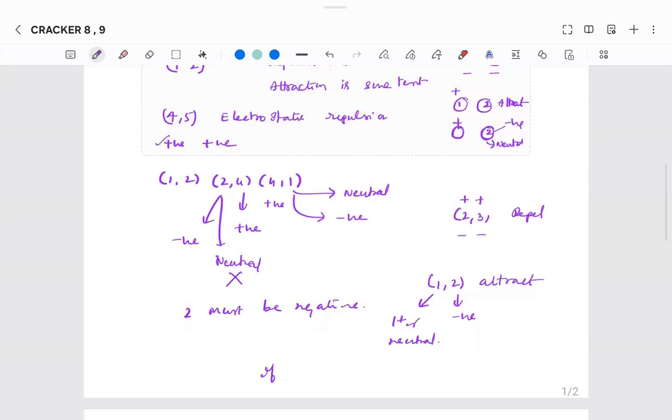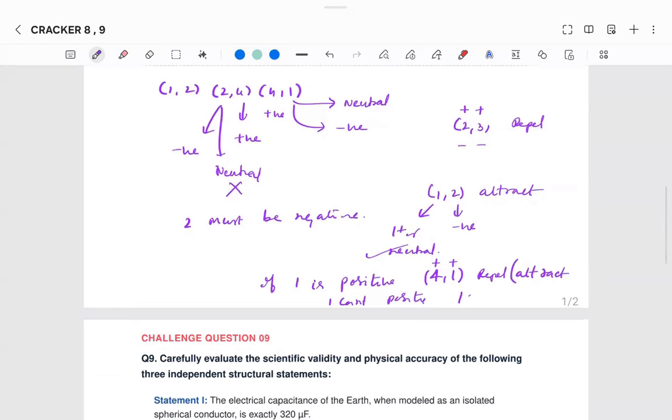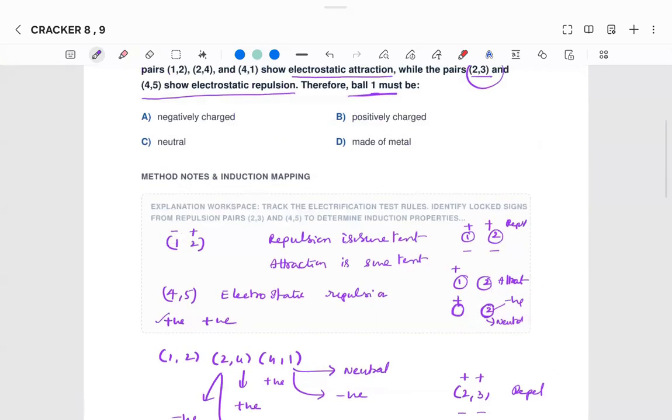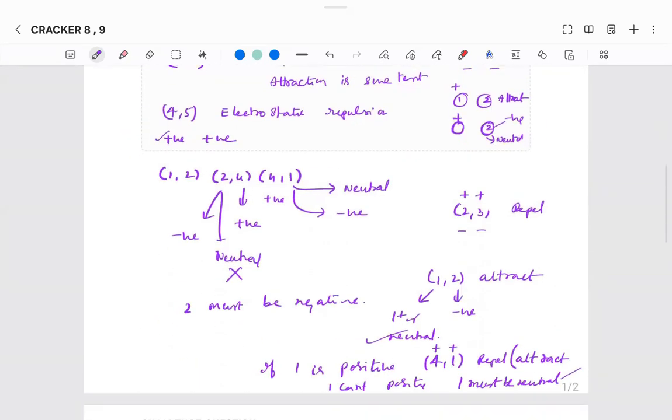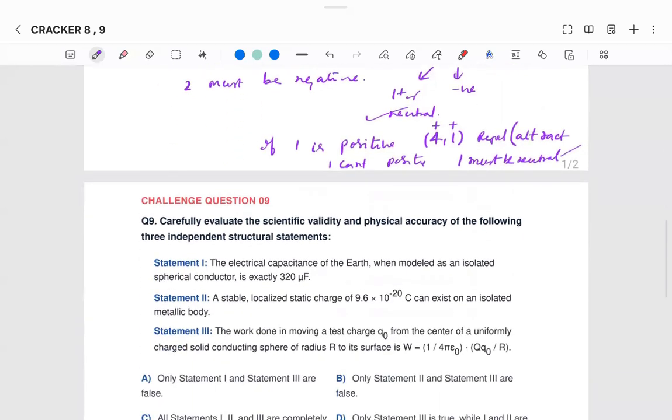Suppose 1 is positive, then 4 and 1, where 4 is already positive, would repel. But in the statement they have given that they attract. So 1 cannot be positive. Therefore, 1 must be neutral. So the nature of charge on ball 1 is neutral.